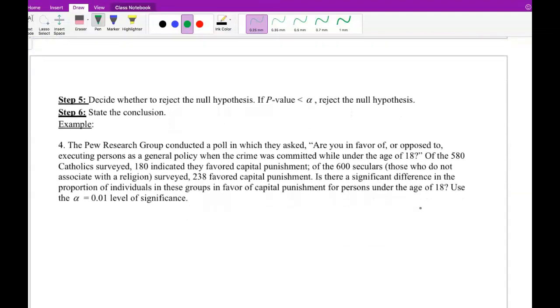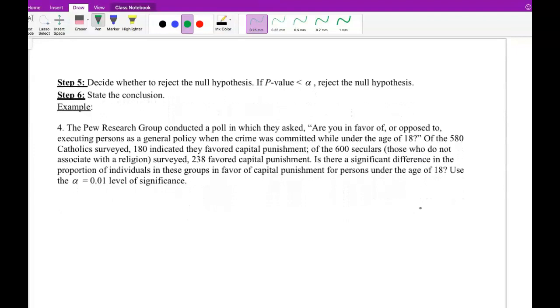Okay, then step 5, comparing p-value and alpha. If p-value was less than alpha, then that means that you should reject the null hypothesis. Then step 6, state conclusion. Okay, now example.